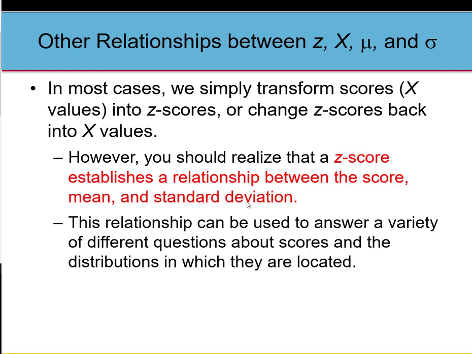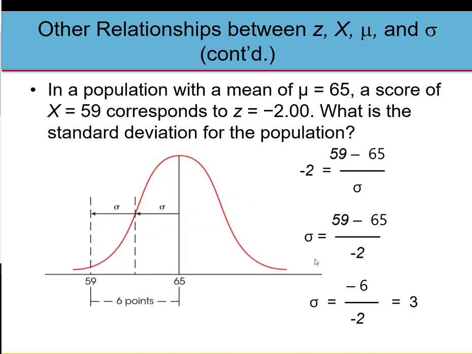So other relationships between z, the score, the population mean, and the population standard deviation. In most cases, we simply transform scores, which are x-values, into z-scores, or change z-scores back into x-values. But you have to realize that a z-score establishes a relationship between the score, the mean, and the standard deviation. And this relationship can be used to answer a variety of different questions about scores and the distributions in which they are located. So let's just look briefly. Let's just look at the picture first.